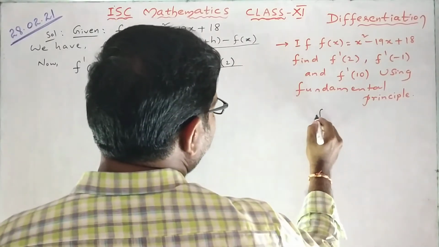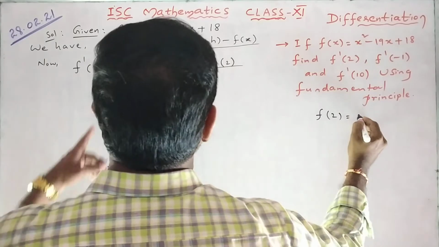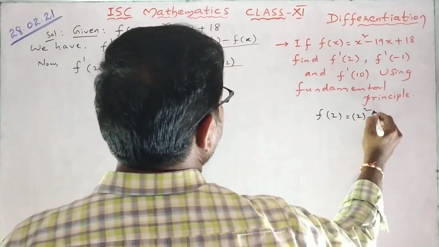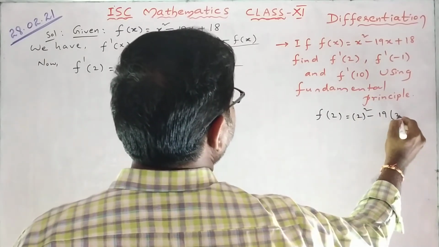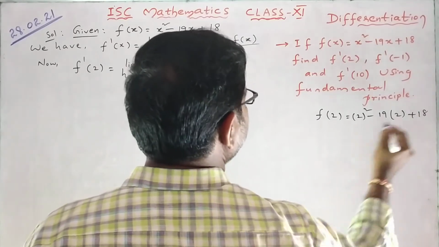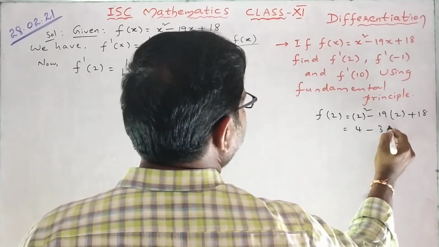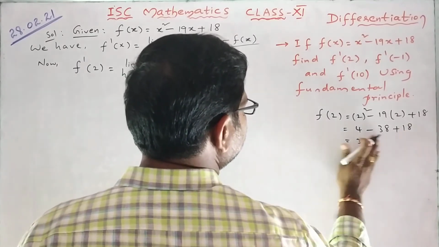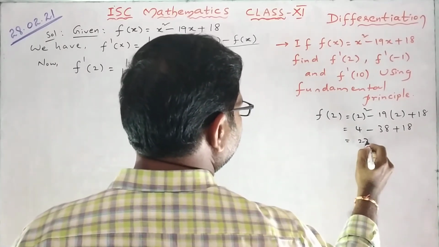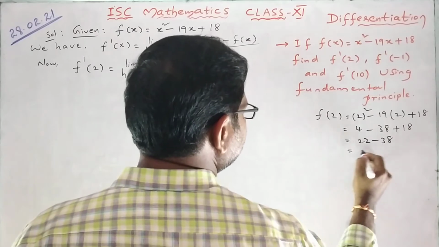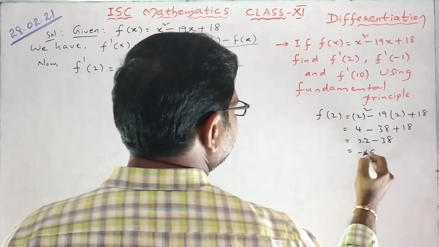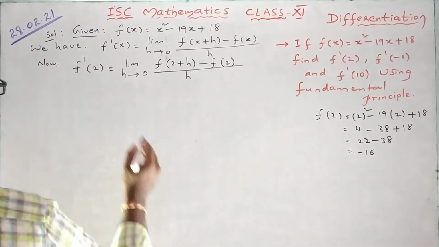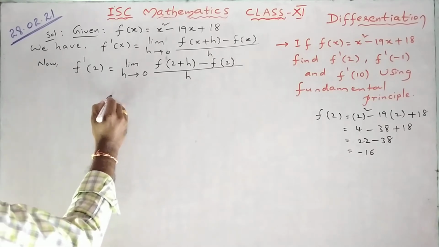So find out f of 2 here first. In the place of x keep 2. 2 square minus 19 into 2 plus 18. 4 minus 38 plus 18. This is 18 plus 4, 22 minus 38, so minus 16. So put the value here.